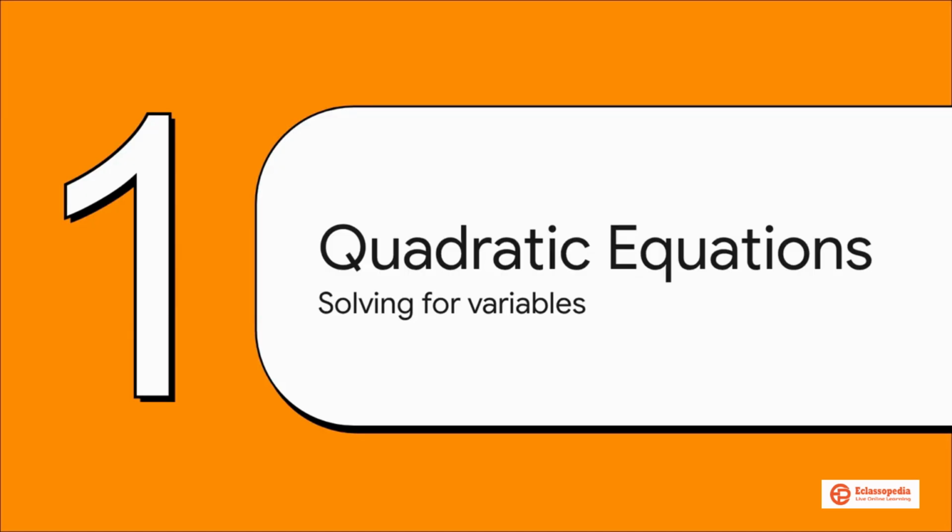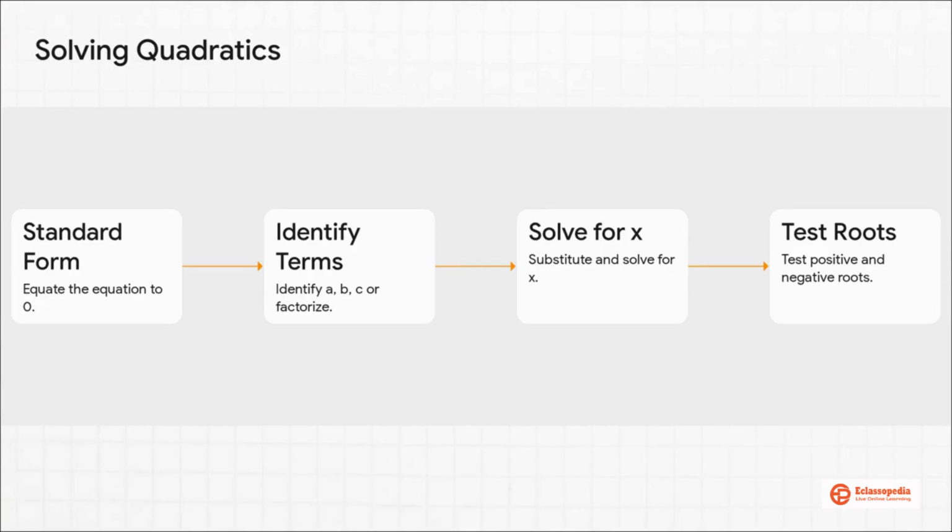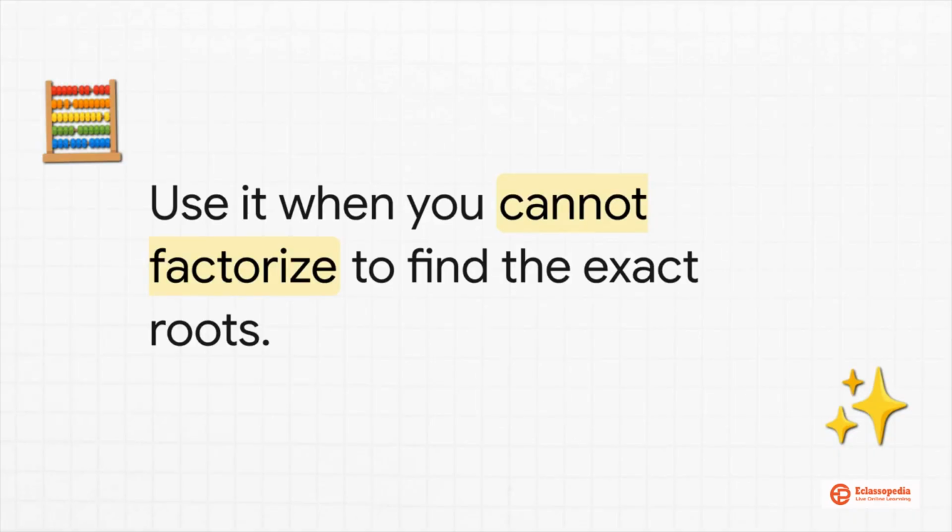Section 1. Solving quadratic equations. Let's dive right into this baseline tool. Okay, so to solve a quadratic, we always follow a really specific set of steps. It all starts with getting our equation into standard form, which basically just means we have to equate it to 0. Now, why do we do that? Well, because it unlocks the zero-factor law. Think about it. If two things multiply together to equal 0, one of them literally has to be 0, right? From there, we just factorize or identify our terms, solve for x, and if we need to, we test our roots.